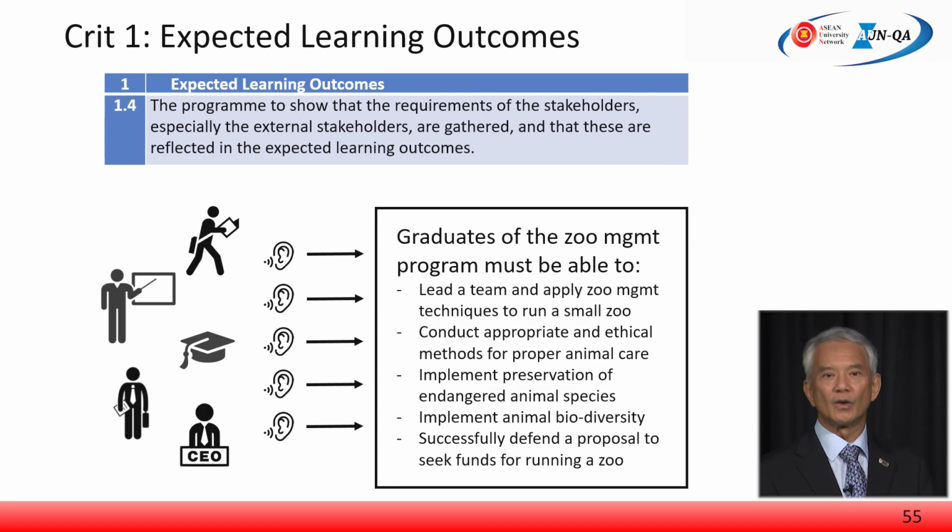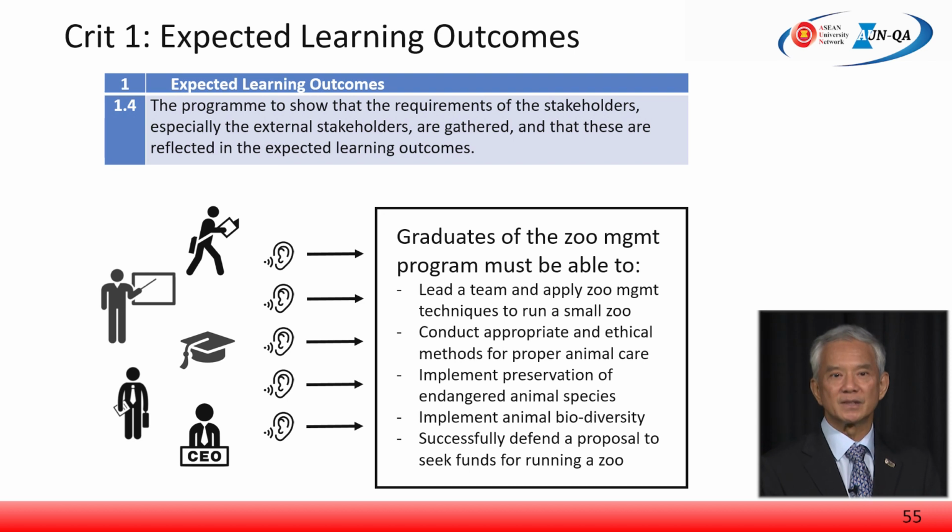For requirement 1.4, the program needs to show that feedback from its stakeholders have been gathered and are reflected in its expected learning outcomes. What would be the evidence for this requirement? It could be minutes of meeting with faculty members to discuss curriculum review matters. It could be the same for students. Departments sometimes have end-of-semester meetings with students to discuss a range of issues, including course feedback, curriculum, examination matters, student life, and so on.